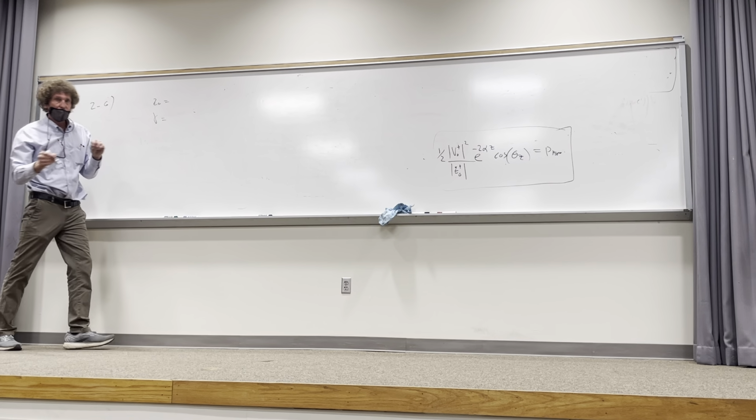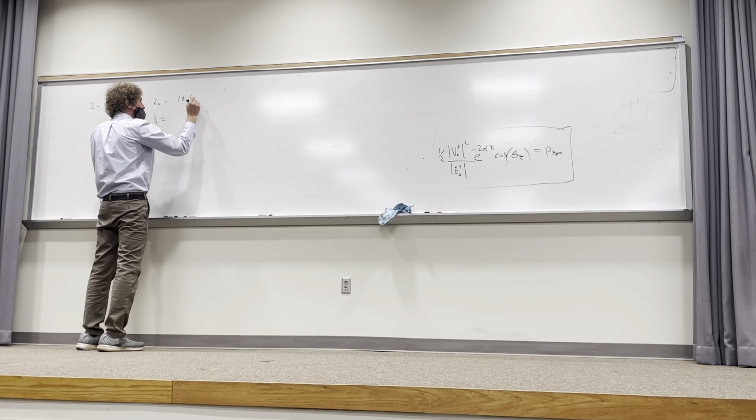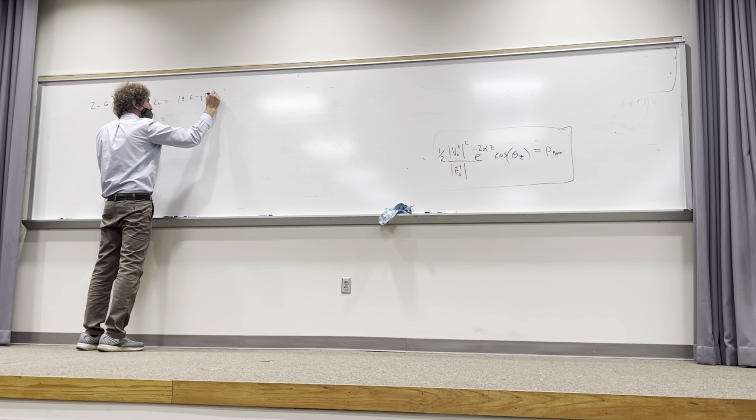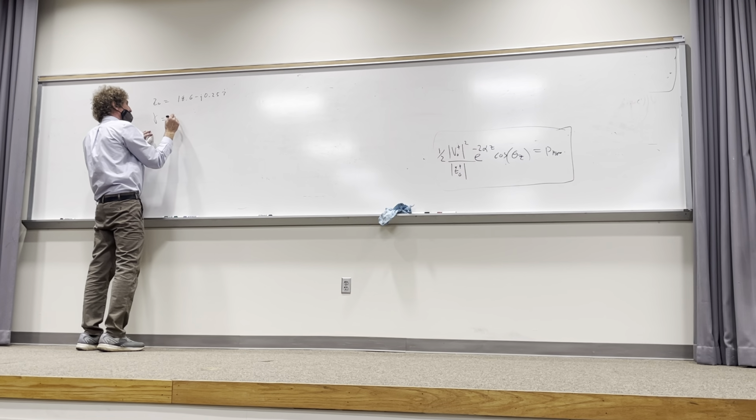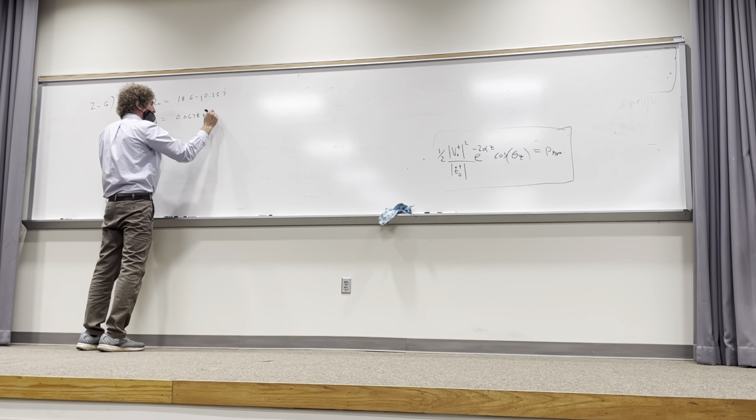Z naught is 18.6 minus j 0.253 ohms, and gamma is 0.0638 plus j 4.68 per meter. 4.68? Yes. All right.